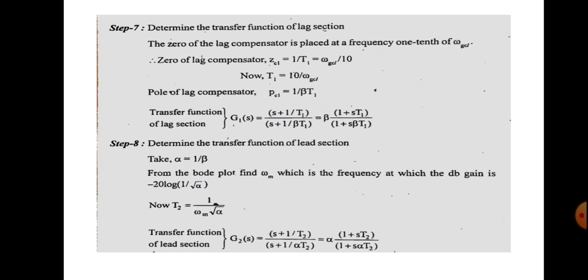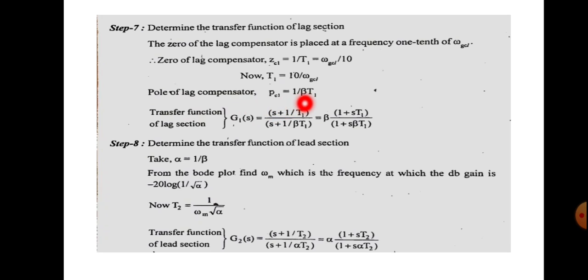Now that you have the value of beta, next we can determine the transfer function of the lag section. The transfer function is G1(s) equal to (s plus 1/T1) divided by (s plus 1/(beta T1)). Here beta is obtained, and next we have to calculate the value of T1. We know that the lag compensator introduces a zero and also a pole. The zero of the lag compensator is given by ZC1 equal to 1/T1, which equals omega GCL by 10. Here you should note that we are using omega GCL to find the value of T1. So T1 will be equal to 10 by omega GCL. Next we have to determine the pole of the lag compensator, which will be equal to PC1.